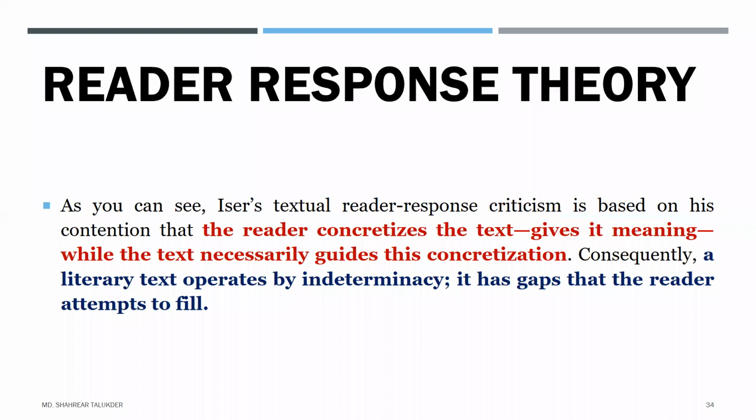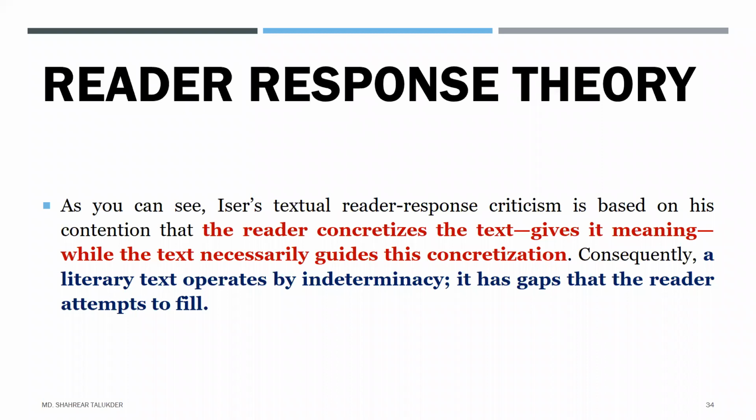As you can see, Iser's textual reader response criticism is based on his contention that the reader concretizes the text, gives its meaning. That means the reader will give a meaning to the text. It will impart a meaning on the text, or it will infuse a meaning to the text, while the text necessarily guides these concretizations. So text actually influences us. We also get influenced by the text, and then we create the meaning. So in a sense, text will lead you to a meaning.